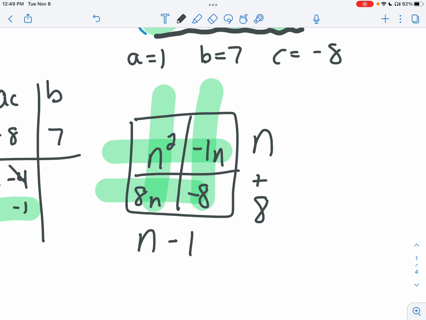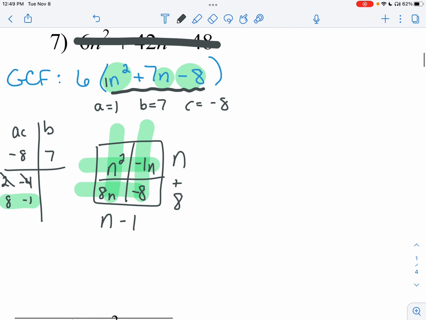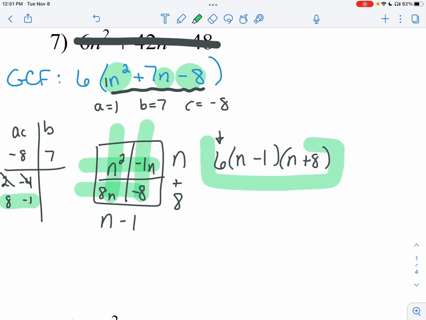If you notice that you have any loose ends, like, I forget this particular step, stop in and please let me know, or go back again and review your Chapter 4 videos. So you bring your GCF of 6 and then your two binomials of n minus 1 and n plus 8. And that is how you factor the original polynomial given.